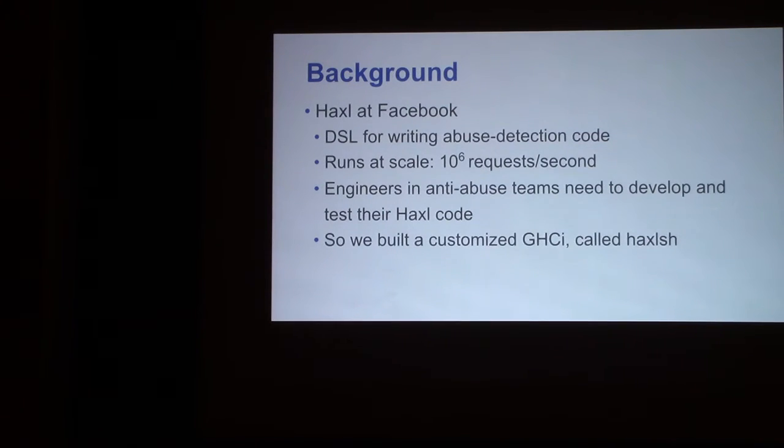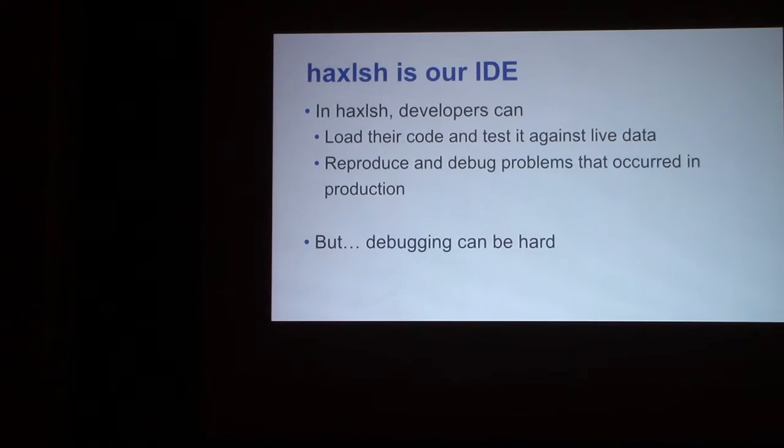So what we did was we built a customized GHCi and called it Haxel Shell. And it's basically our IDE. This is how our developers develop their code. They load it into our GHCi instance. They test it against live data, so we've actually linked into GHCi a ton of C++ code that can talk to all the back-end databases and so forth. So they can, right inside GHCi, query databases and test their code against the live data.